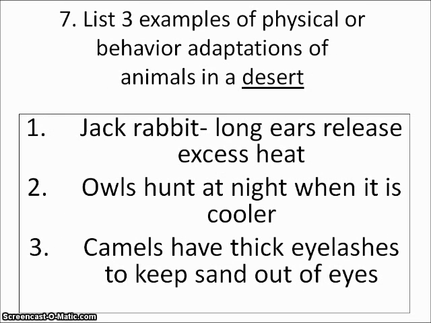Okay, number 7, list 3 examples of physical or behavioral adaptations of animals in a desert. Example 1, a jackrabbit. They have really long ears to release excess heat. It can get really hot in the desert. Number 2, owls hunt at night when it's cooler. Number 3, camels have thick eyelashes to keep sand out of their eyes.